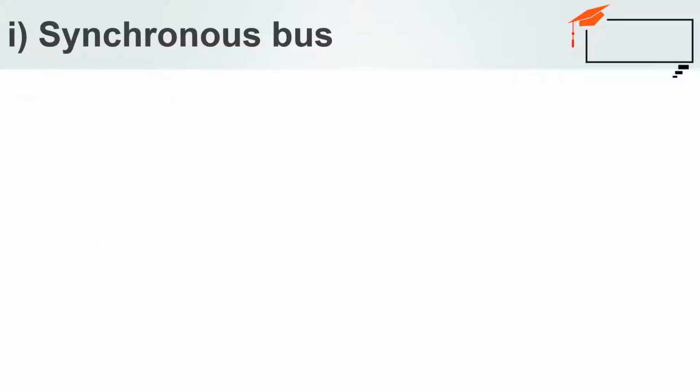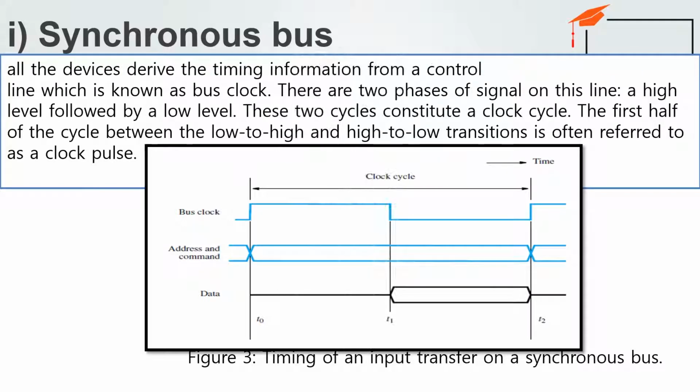Synchronous bus. On a synchronous bus, all the devices derive the timing information from a control line known as the bus clock. There are two phases of signal on this line, a high level followed by a low level. These two phases constitute a clock cycle. The first half of the cycle, between the low-to-high and high-to-low transitions, is often referred to as the clock pulse.